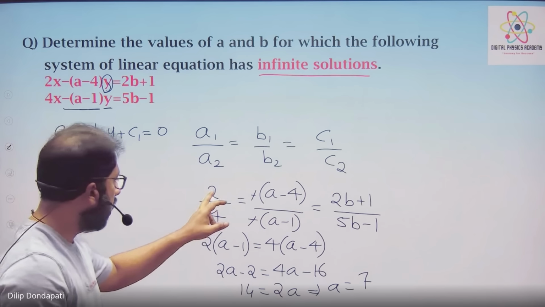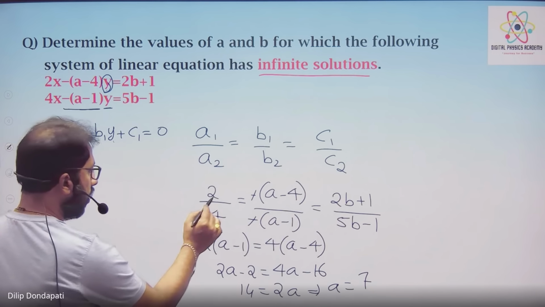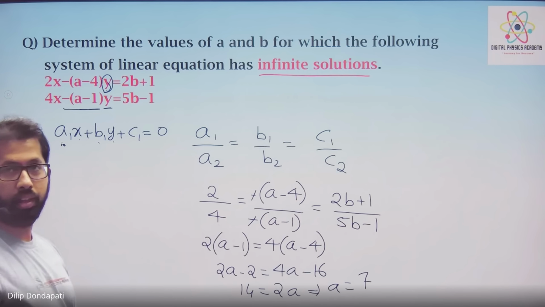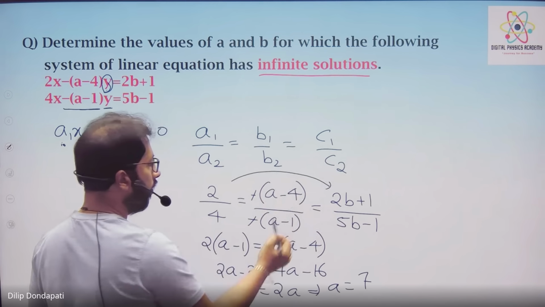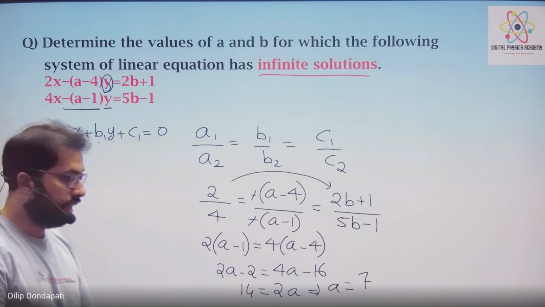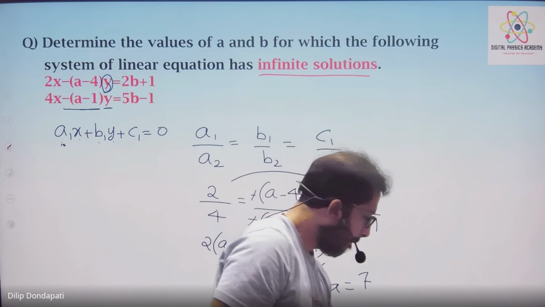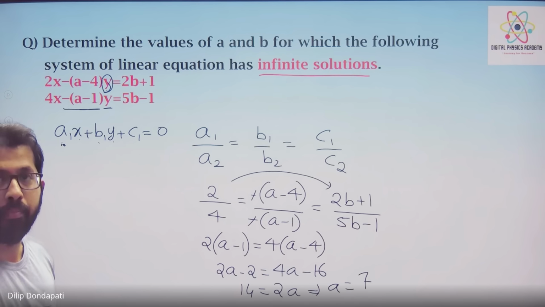Now b value, again equate these two. You can cross multiply, right? 1 by 2 also you can write and cross multiply and solve. Take these two, and tell the value of b also. So it's B3. B3, yes.